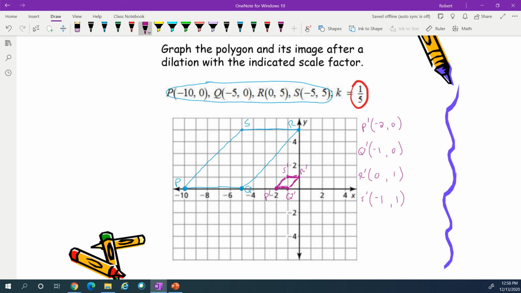And that's dilations. The other thing we can do is put this into compositions with rotations, reflections, and translations. But again, composition means we do one step at a time. All right, let's pick it up there with a little more practice.